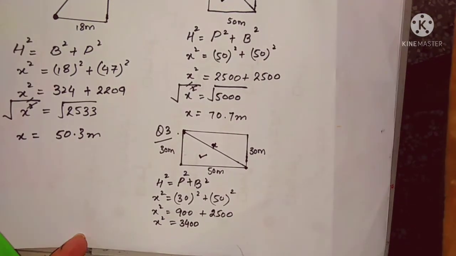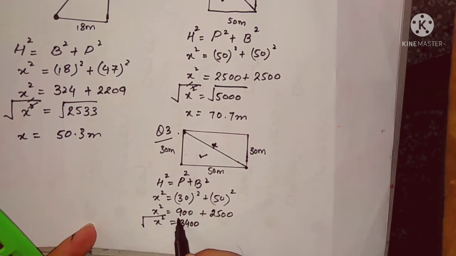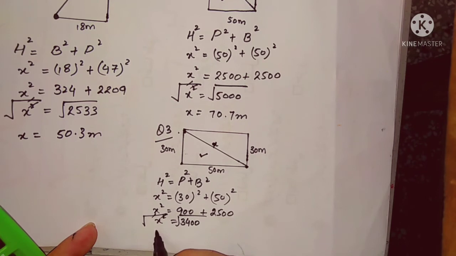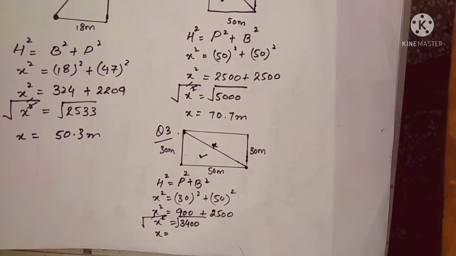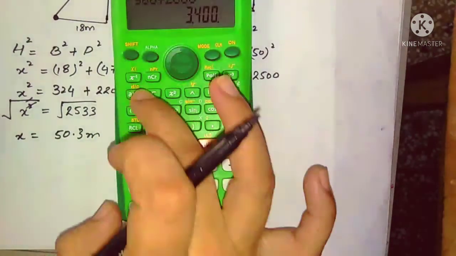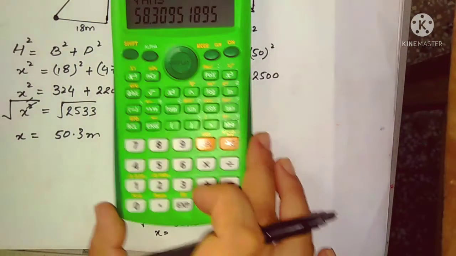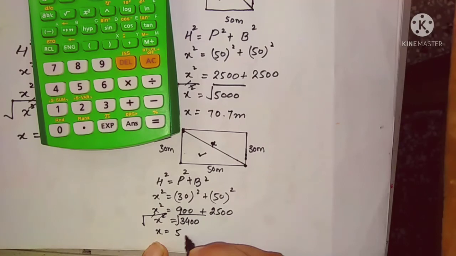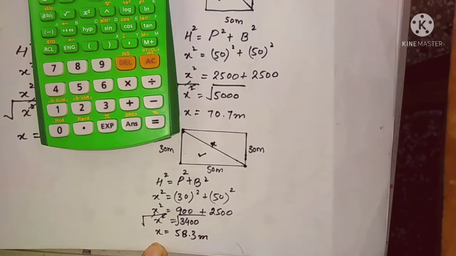As I have to find out the value of x, I will take the square root on both sides. I have to omit the square. So x would be equal to the square root of 3400, which is 58.3. So 58.3 meter is your answer. I hope that question number 3 is also clear to you.